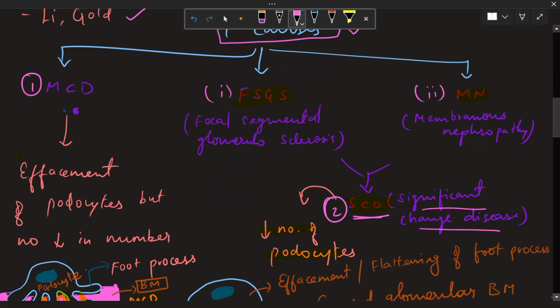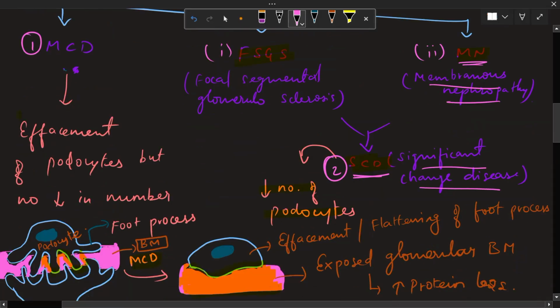And so these are the two entities coming under SCD, that is significant change disease. One is FSGS and MN. The reason behind the name of these two entities, MCD and SCD, minimal change disease and significant change disease, is here.